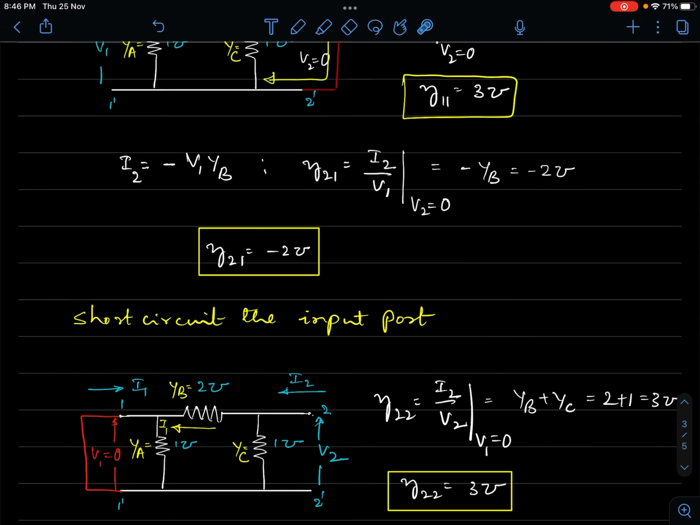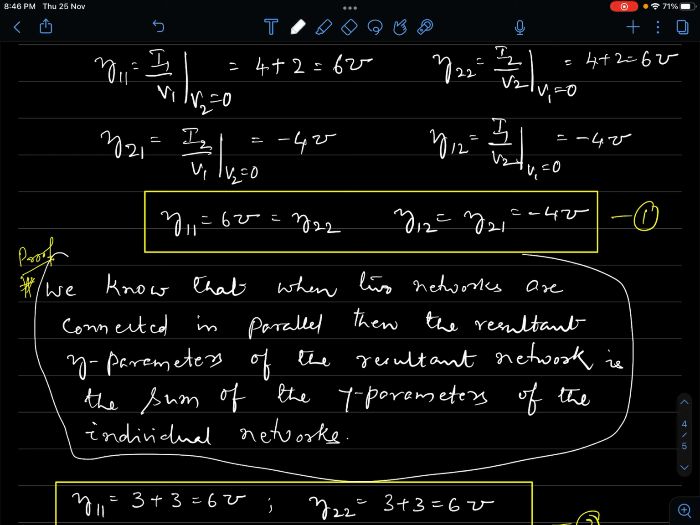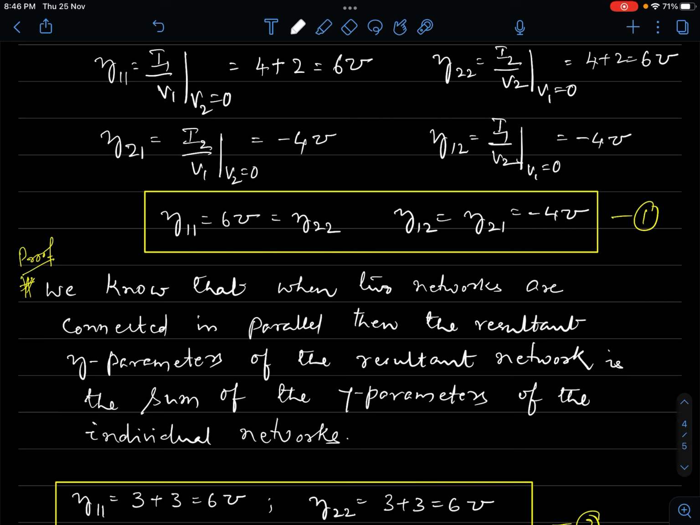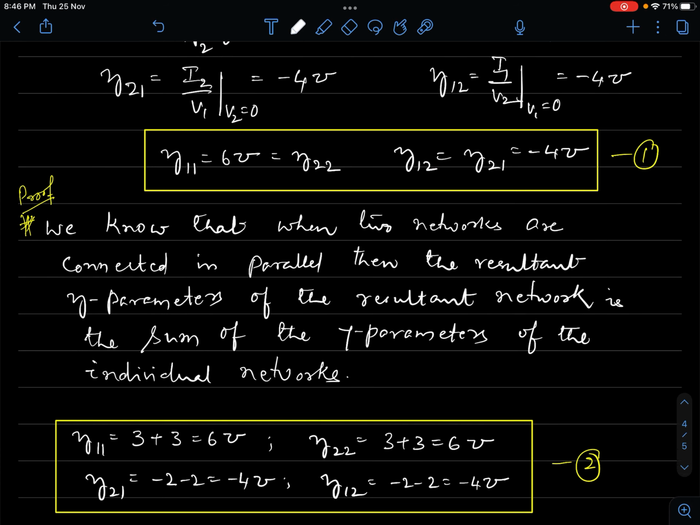All right, I suppose you have understood this. As far as this statement and its proof is concerned, maybe I'll make a video for this. How is it we say that when two networks are connected in parallel, the y parameters of the resultant network is the sum of the y parameters of the individual networks? How do we claim this? So we need to make the proof of this particular theorem. I'll try to take it up in the next video.